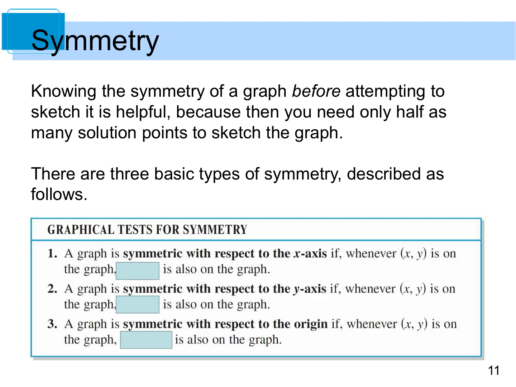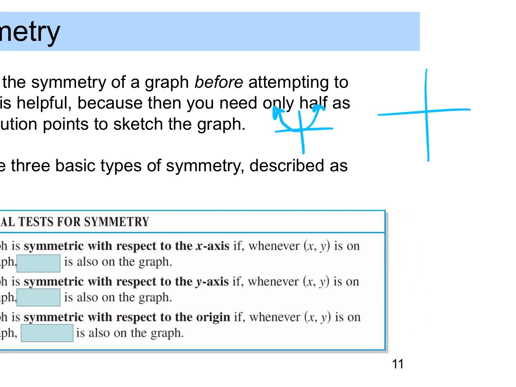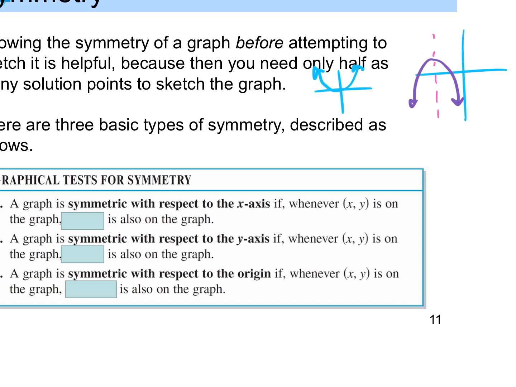So symmetry helps when we're graphing. It says knowing the symmetry of a graph before attempting to sketch it is helpful because then you only need half as many solution points to sketch the graph. If I knew that my graph was symmetrical about the x-axis and I had points over here, then I know it's going to have the same points over there. It's helpful when graphing parabolas. We know that we have an axis of symmetry not on the x-axis, but it could be anywhere. It could be on the x-axis. But wherever the axis of symmetry is, if our graph went like this on the left side of our axis of symmetry, the other half is going to go like that. So with parabolas, we use the axis of symmetry to help us graph.